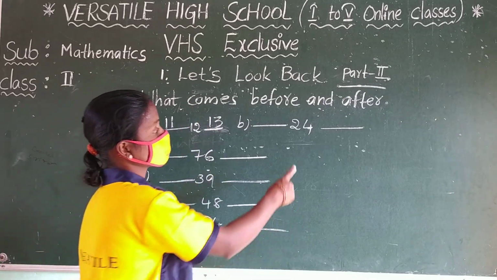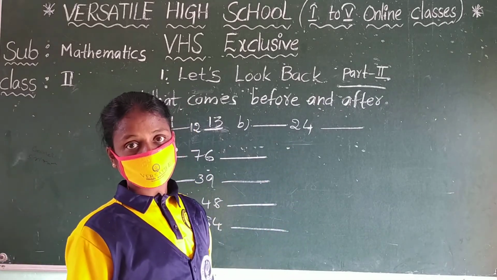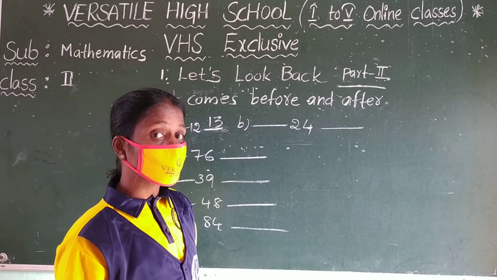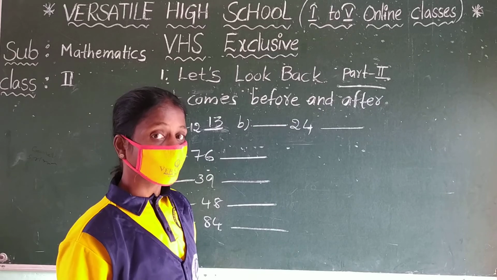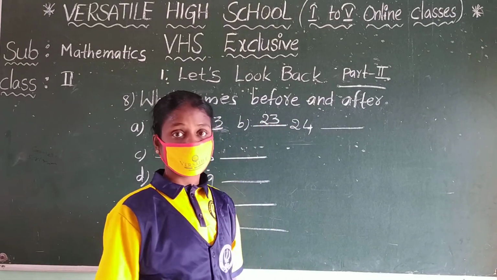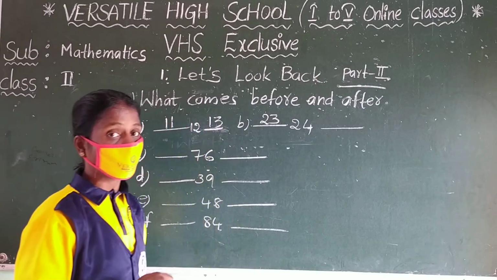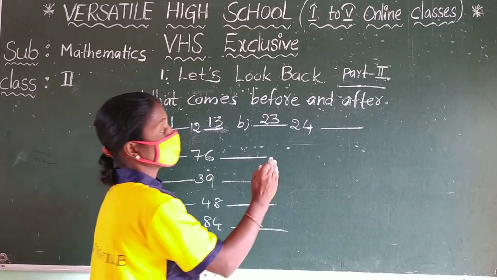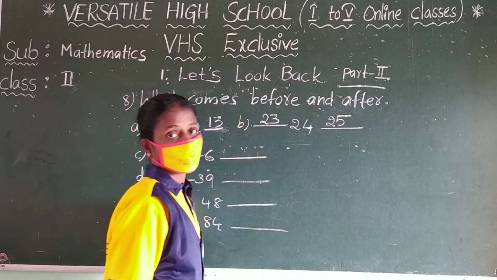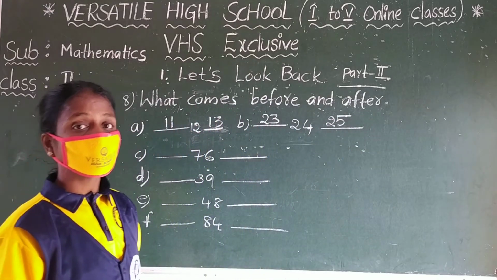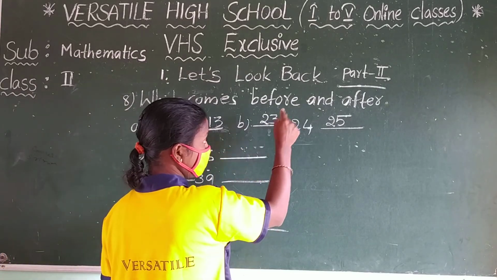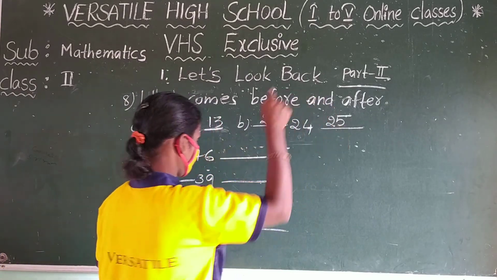Now once observe this one, 24. 24 before number is what? 23. Don't confuse it. Before number, after number. 24 after number, what is that? 25. Once read as 23, 24, 25.